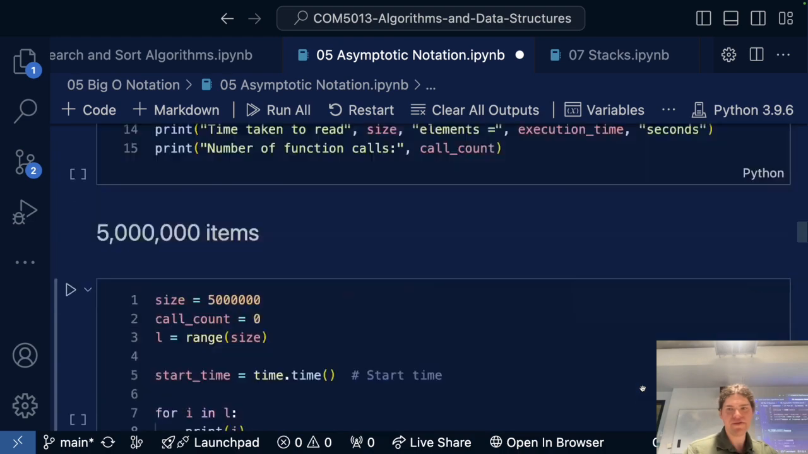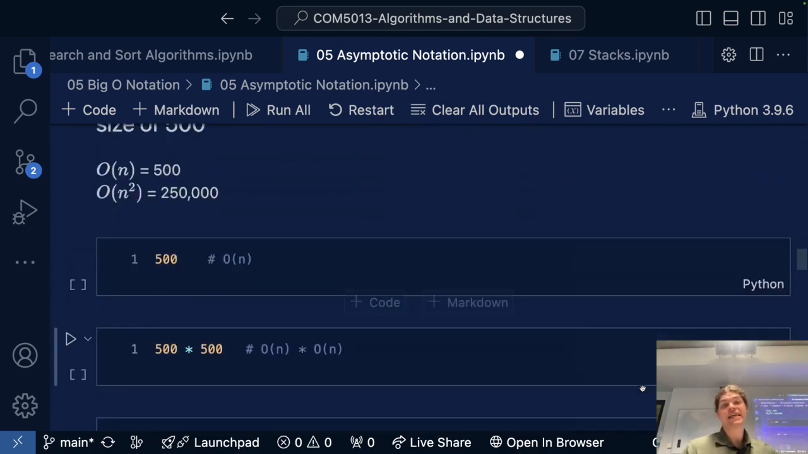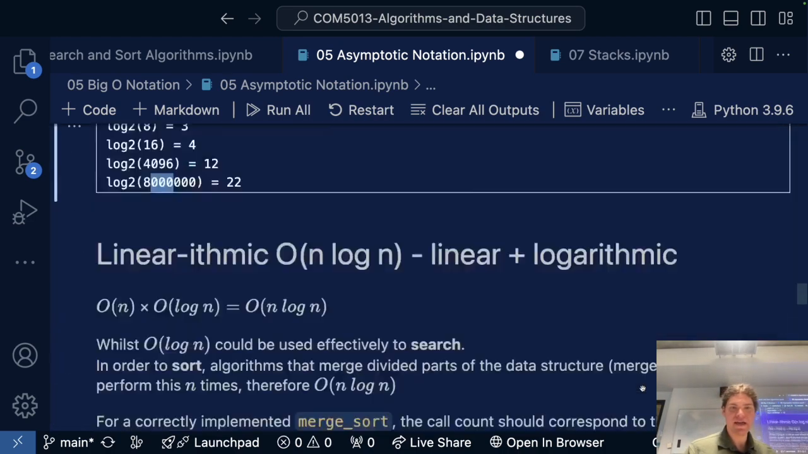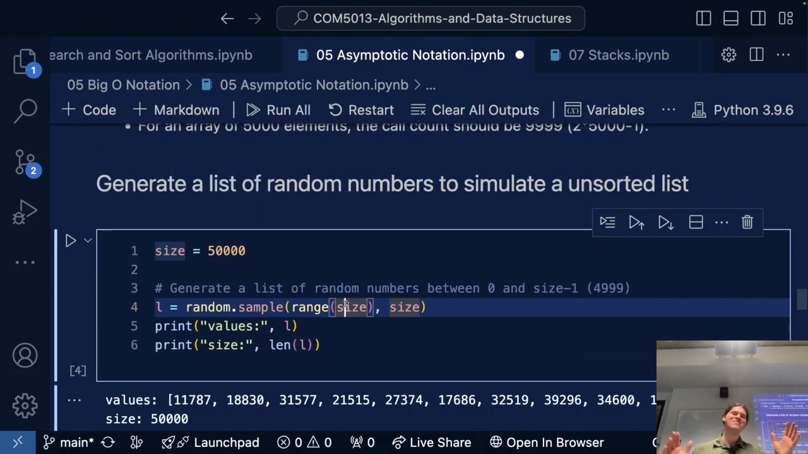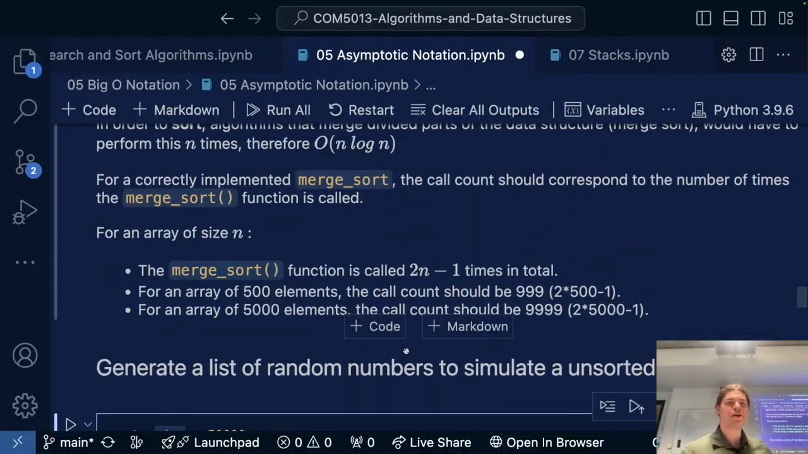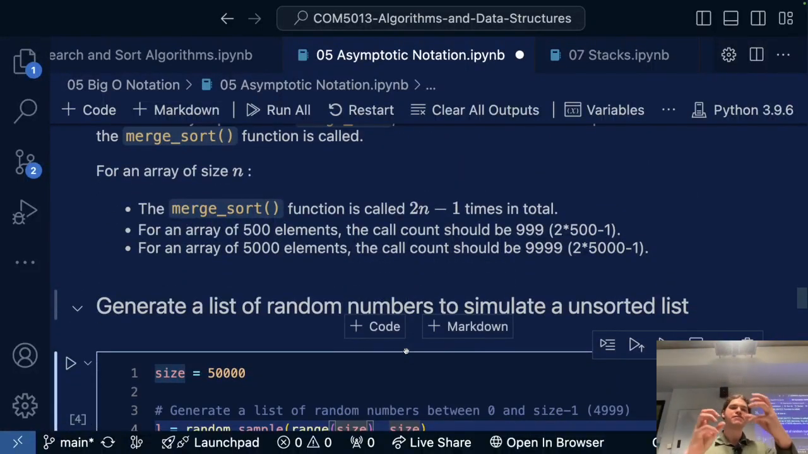Let's just quickly run that for you. This is merge sort. You're going to see this in the afternoon session. Merge sort allows us to essentially divide and conquer. That's one of the principles of logarithmic search. We're going to apply that principle to merge things back into order. The call count for an unsorted array of 500,000 elements should be 2 times n minus 1, 999,999, and it scales from there.